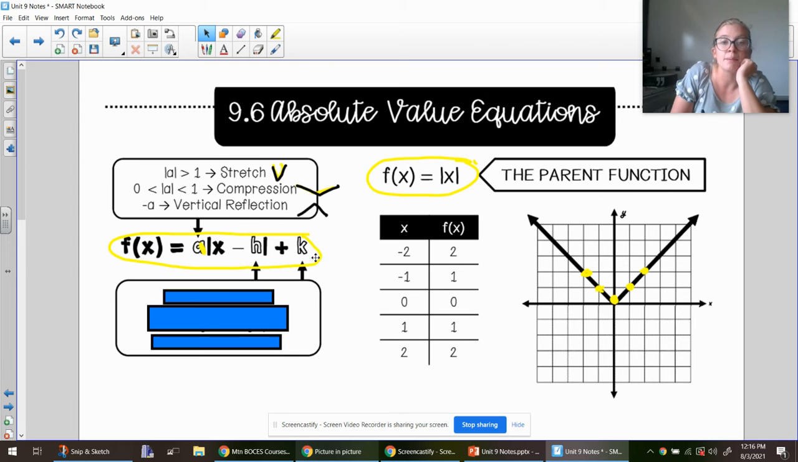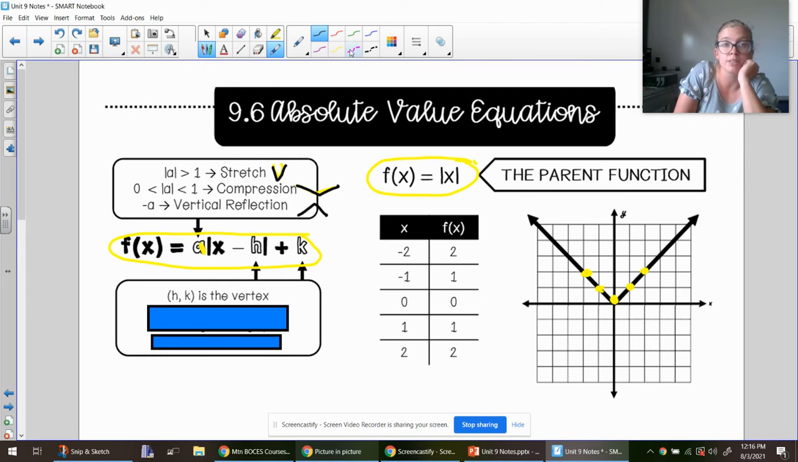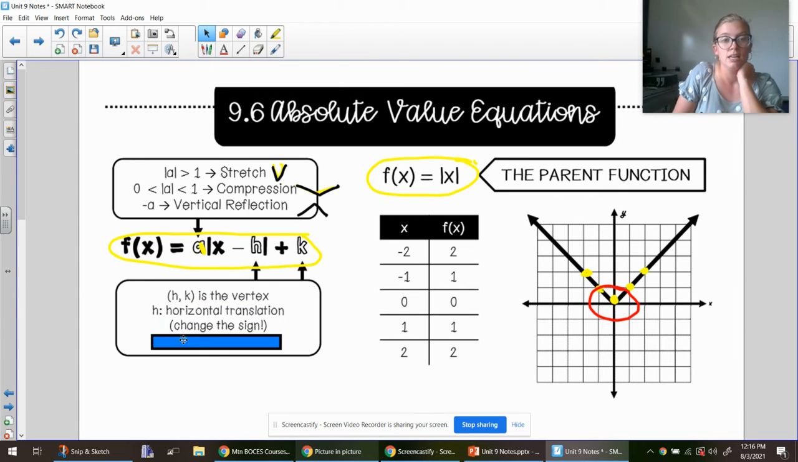Next, let's look at what is going to happen with the h and k. (h, k) is the vertex. So remember, the vertex is the topmost or bottommost point of our function. It means the same for an absolute value function as it does for a quadratic. To find the vertex, h is going to be the x-coordinate of the vertex. It is also going to tell us the horizontal translation from the parent function. So here, our vertex is at (0, 0). If h was 2, we would slide this over 2 units, and the new x-coordinate would be 2.